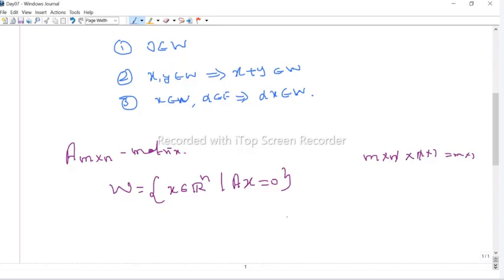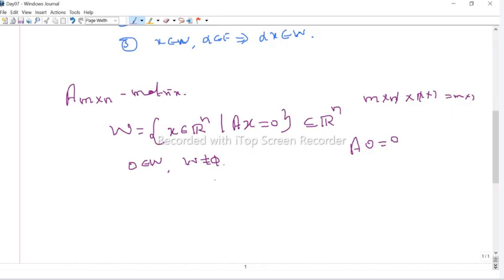Now we have to check this. Clearly this is a subset of Rn, because we are collecting the vectors x satisfying Ax equal to 0. Clearly this set contains 0, because A times the 0 vector is 0. Therefore, definitely 0 is a member of the set, so W is a non-empty set.